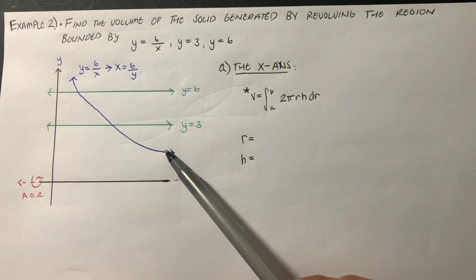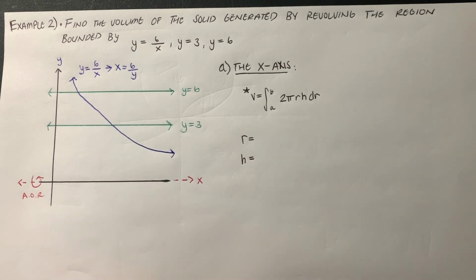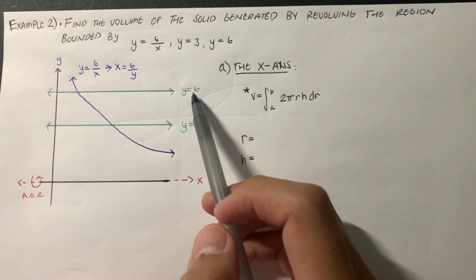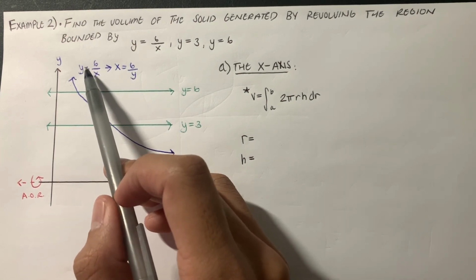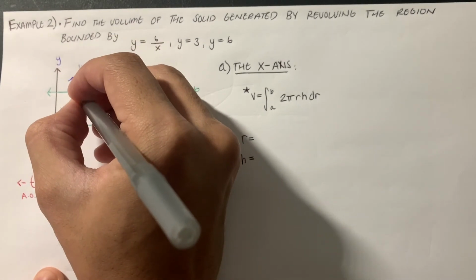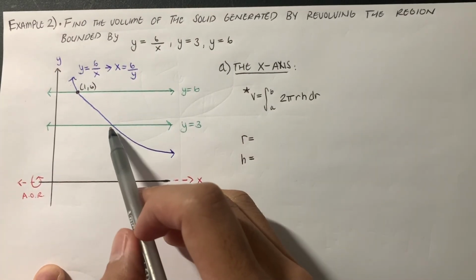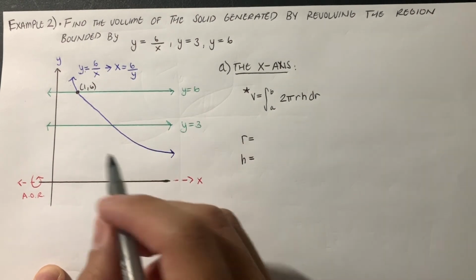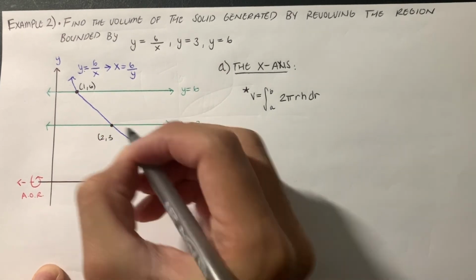That is depicted right here as the blue line. And then over here for y equals 3 and y equals 6, we have that right there as well. So now we're going to first find and label those points of intersection. When y equals 6, and this is y equals 6 over x, so it'll be 6 equals 6 over x, x will then equal 1. So that will give us this point right here, labeled as (1, 6). And then this point over here, when y equals 3, so it'll be 3 equals 6 over x, x will have to equal 2. So this will be (2, 3).